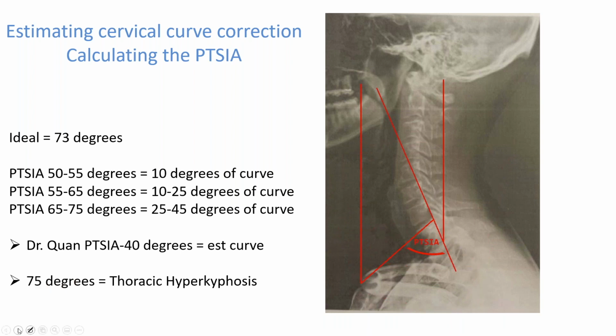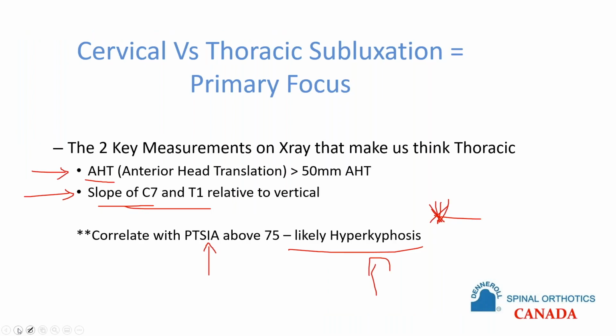I'll show you some examples where the C7 is lower relative to the manubrium sternum on some lateral cervicals here in a couple of x-rays.